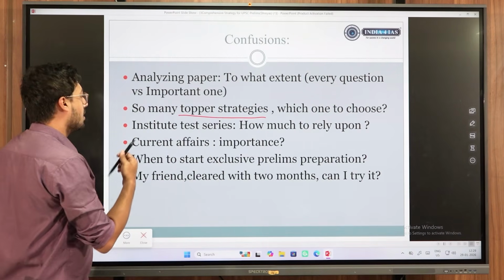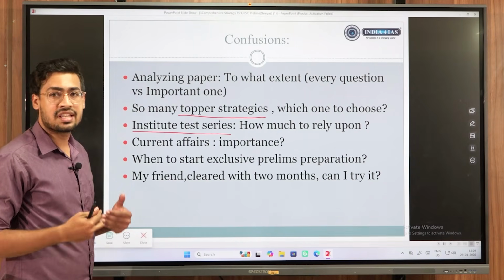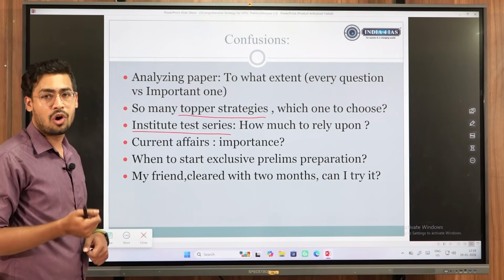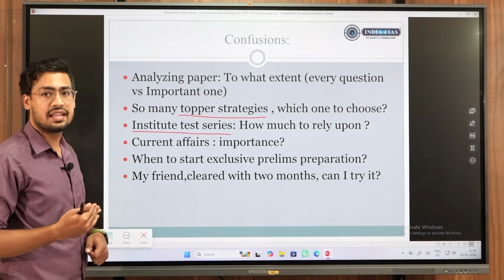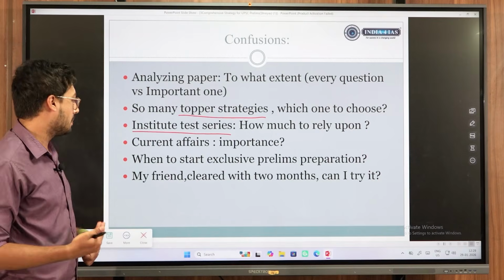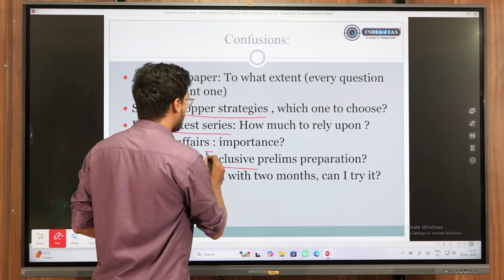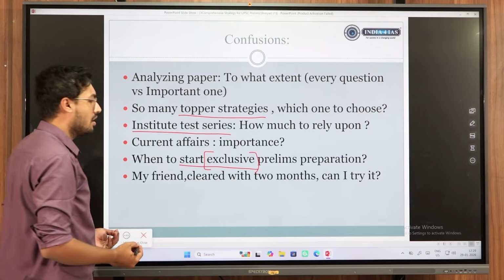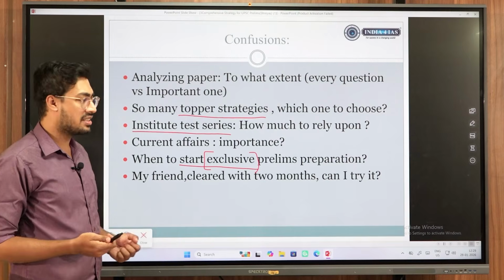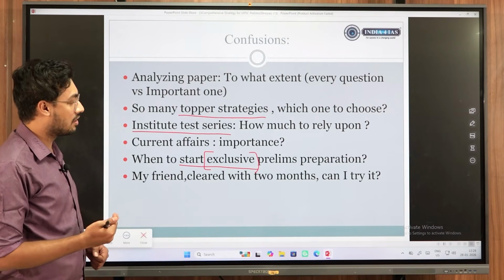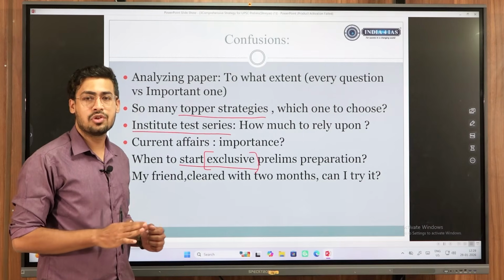Another confusion: there are institute test series, but to what extent do we rely on them? Because aspirants get low scores when they give institute mocks, which hampers their confidence while attempting the actual paper. So in that case, what does the aspirant need to keep in mind? Similarly, another confusion: when do I exclusively start preparing for prelims? Similarly, we tend to learn from our friends and our peer group. So there are cases where aspirants say, my friend cleared prelims with two months of preparation, right? We'll be debunking each of these confusions as we move ahead.